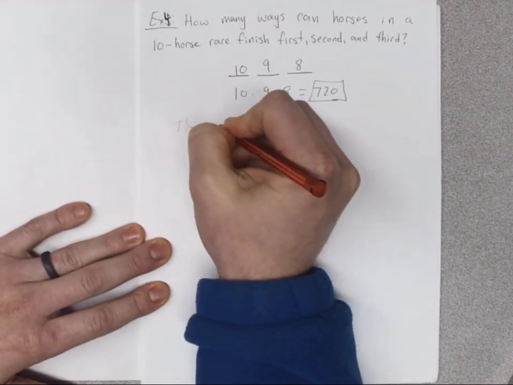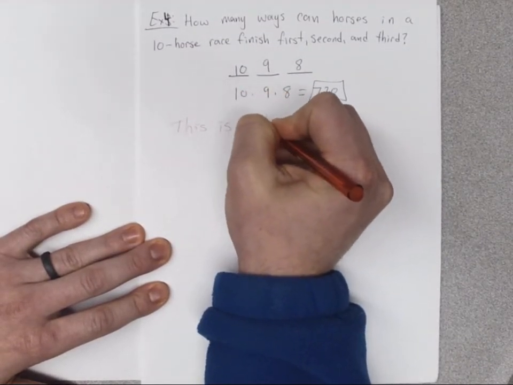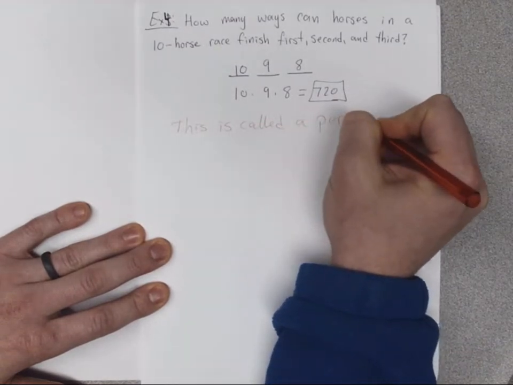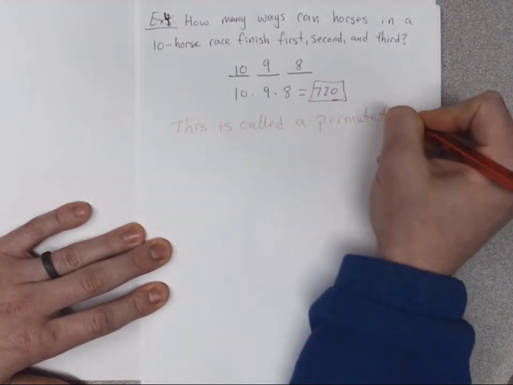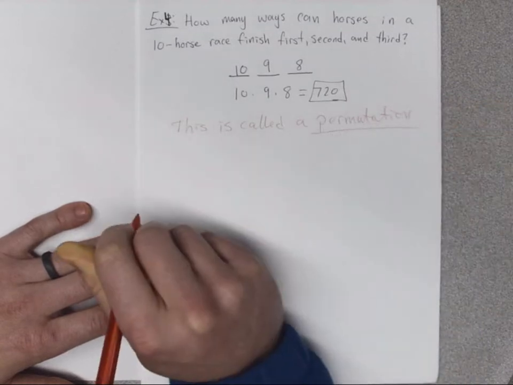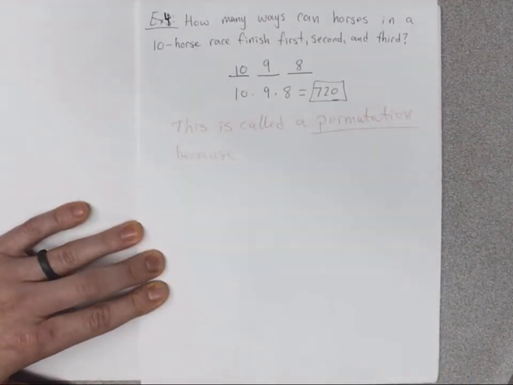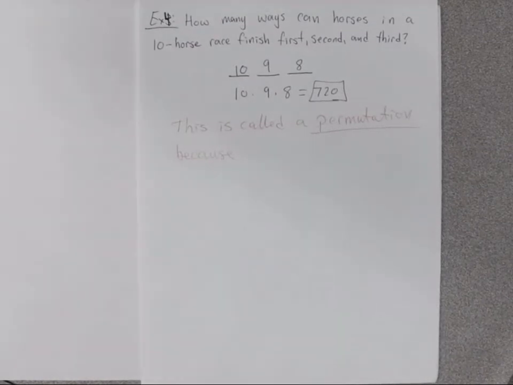So let's write this. This is called a permutation. Because my pen is running out, I'm going to change colors real quick.